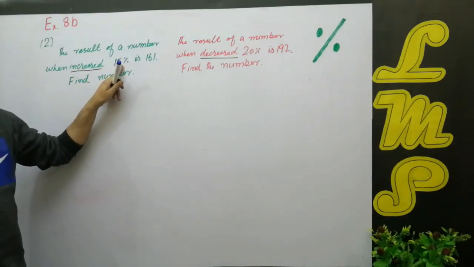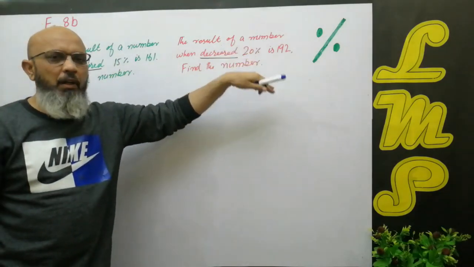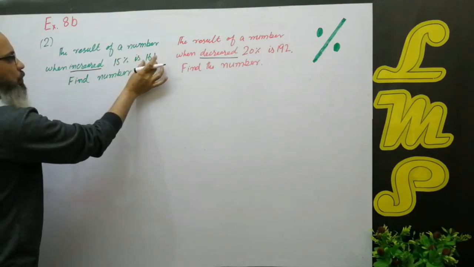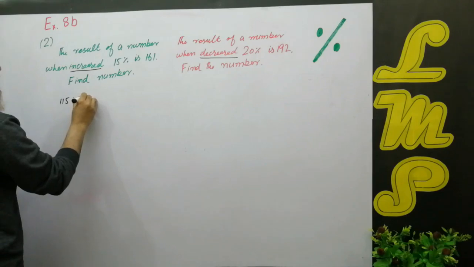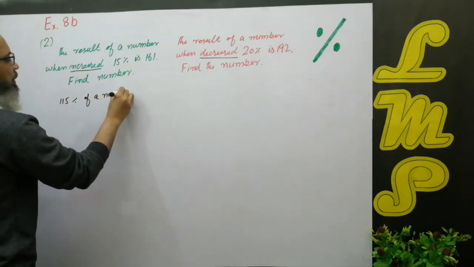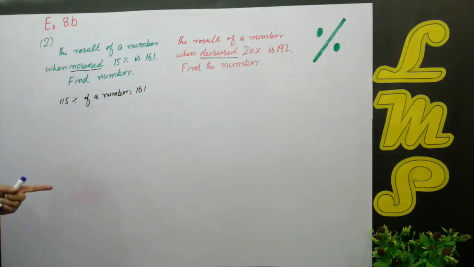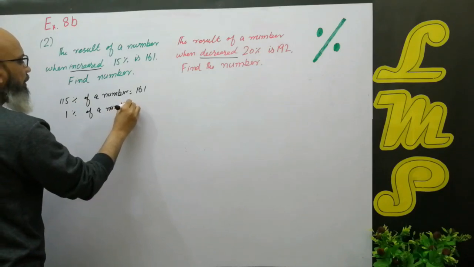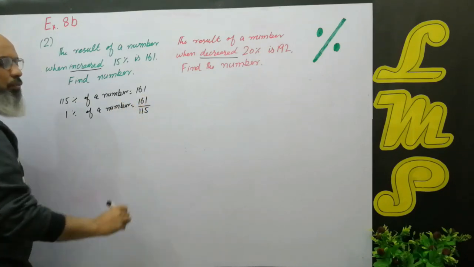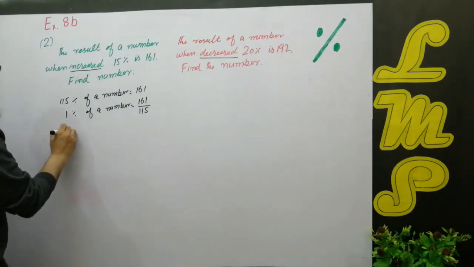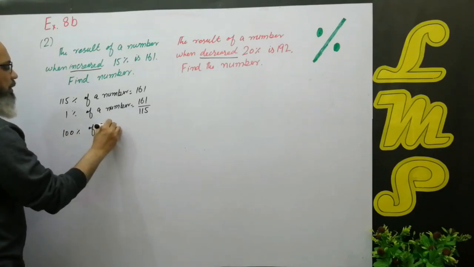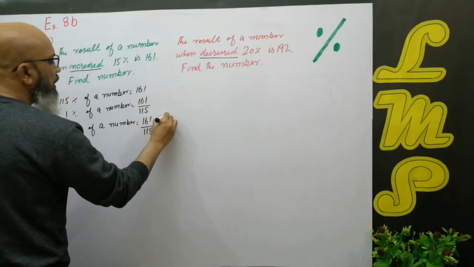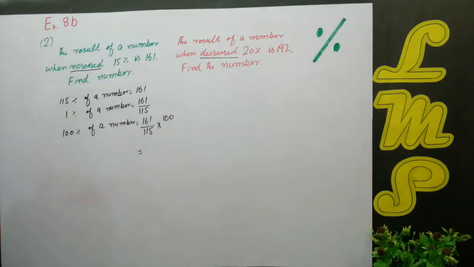When there is an increase in the percentage, we will add 15 to the 100%, and when there is a decrease, we will subtract from the 100. So what will be the new percentage? That is 115. It means 115% is 161. You will write here 115% of a number is 161. So what will be the next step? Yes, you know, 1% of a number is 161 over 115. So what do we have to find? We find the 100% of the number: 161 over 115 into 100. You can simplify and get your answer.